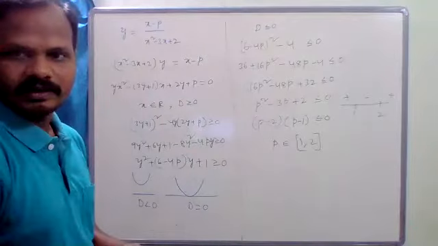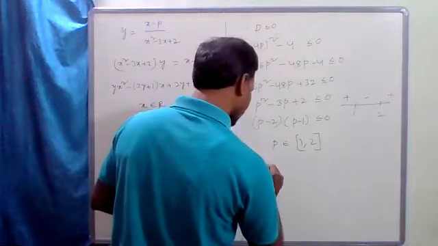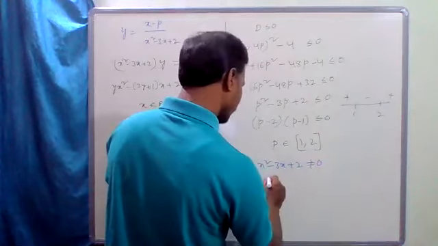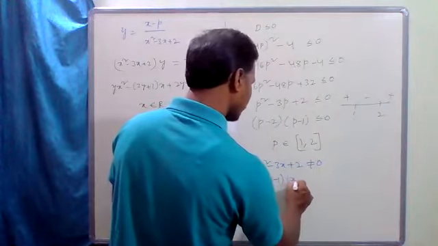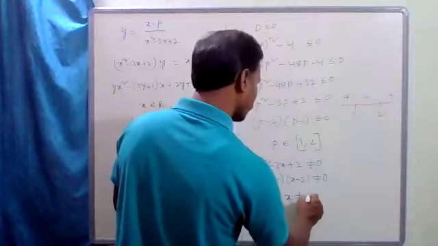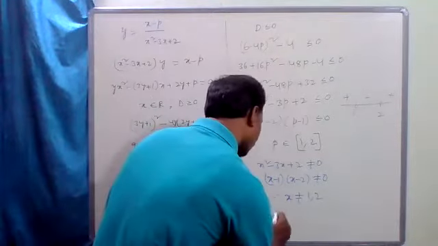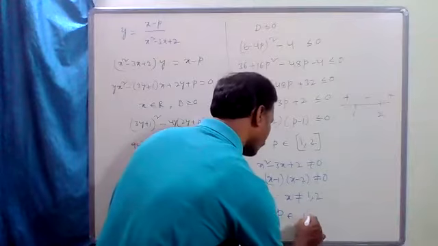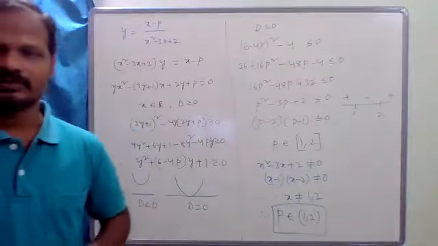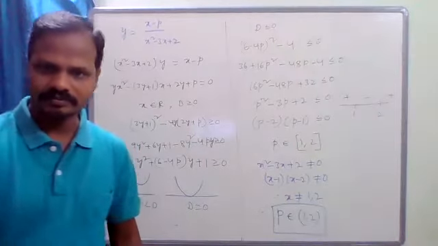But here, see in the denominator, x square minus 3x plus 2 should not be equal to 0. So that means (x minus 1) into (x minus 2) should not be equal to 0. So therefore, x not equal to 1 comma 2. So therefore, what is the value of p? p belongs to the open interval 1 comma 2. Okay? Clear? Now it's clear.